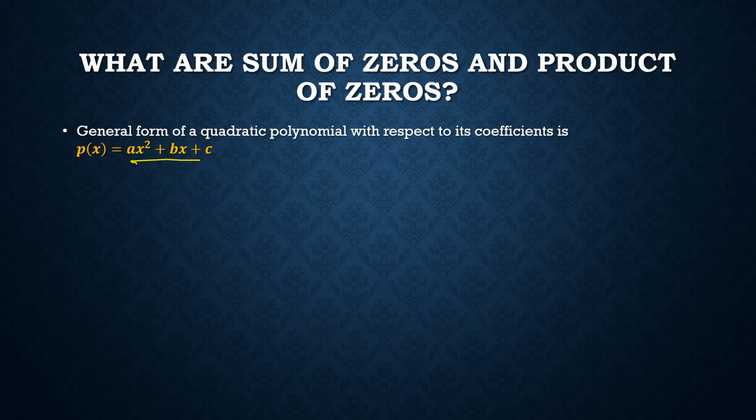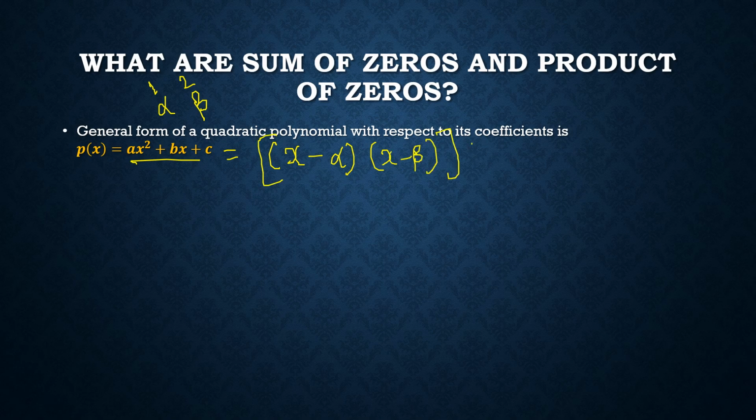So for a quadratic polynomial, we will get two zeros. Consider a variable for these zeros: one zero as alpha, another zero as beta. Now we are going to write this in factor form. How can I write this in factor form? x minus alpha into x minus beta. This is how we will represent it in factor form.